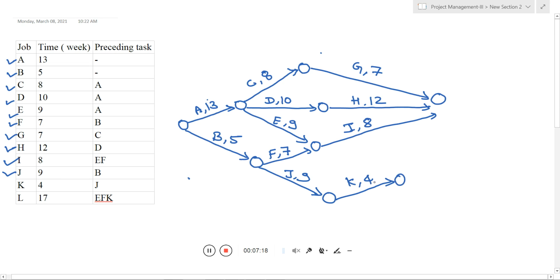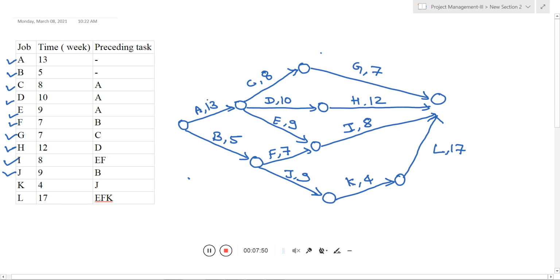Now activity L. For activity L, E, F and K, these 3 activities play as the preceding relationship. So I make activity L like this. This is activity L, and it shows L with a duration of 17. For activity L, K is the preceding relationship.